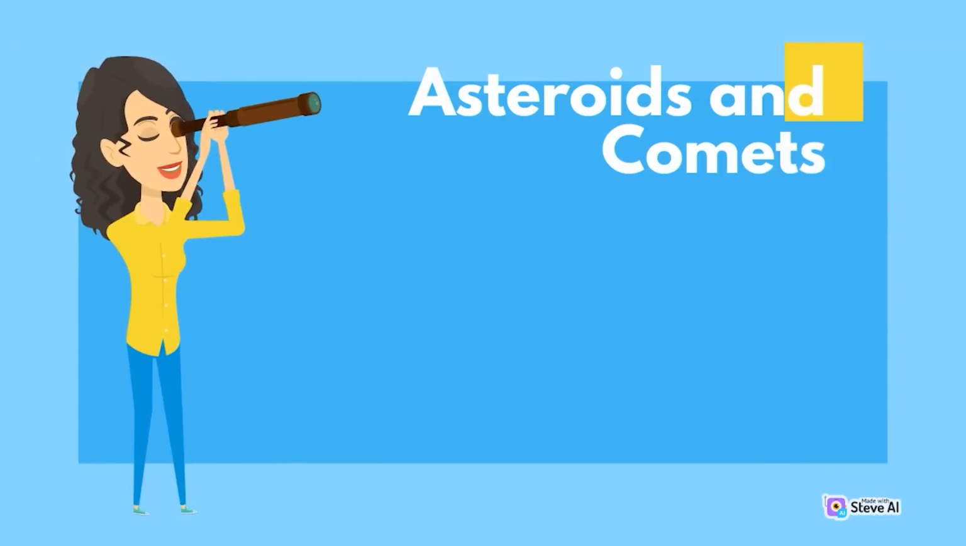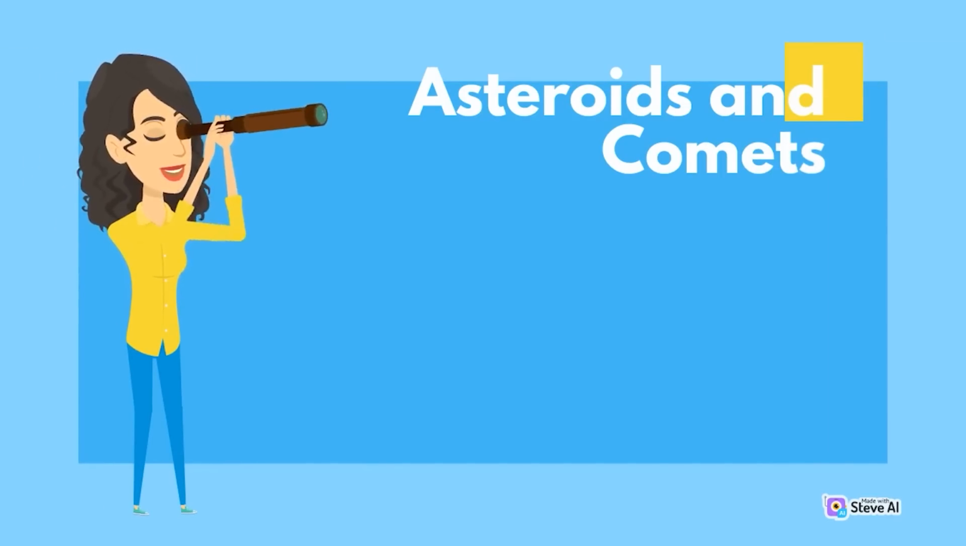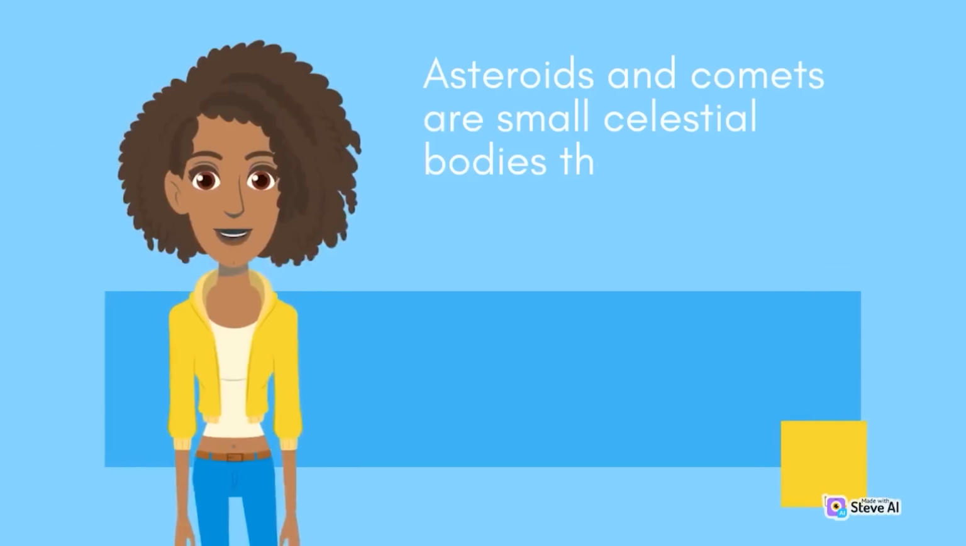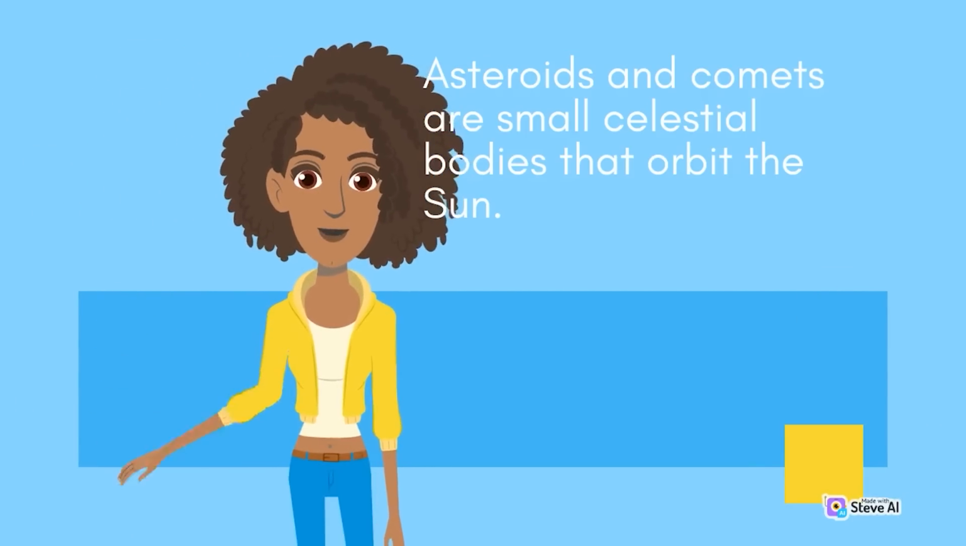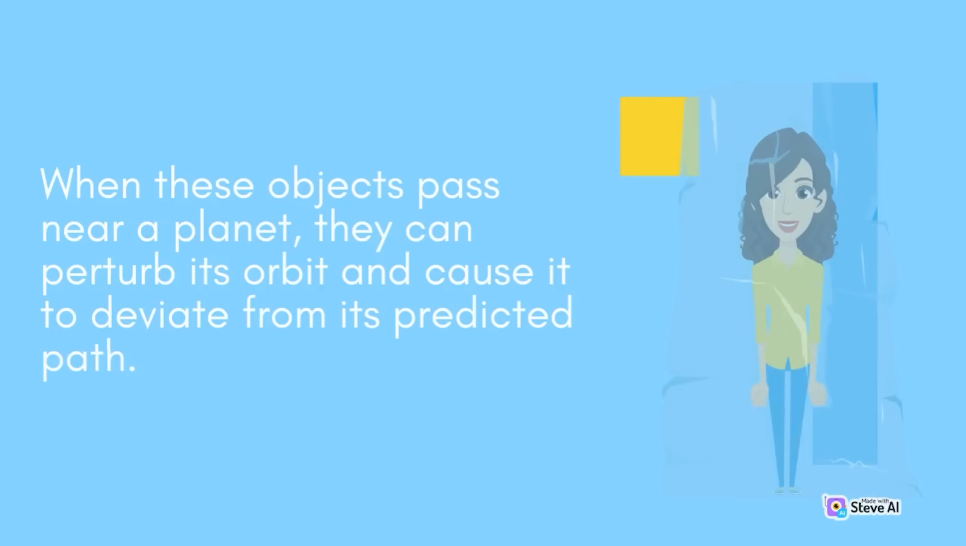Asteroids and comets. Asteroids and comets are small celestial bodies that orbit the Sun. When these objects pass near a planet, they can perturb its orbit and cause it to deviate from its predicted path.